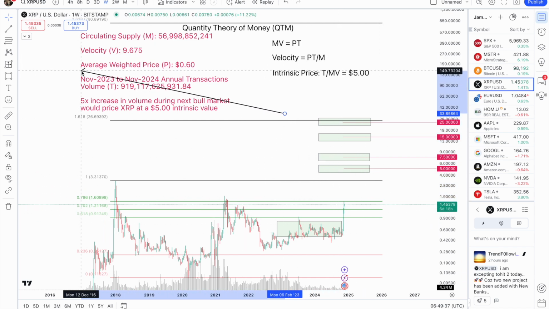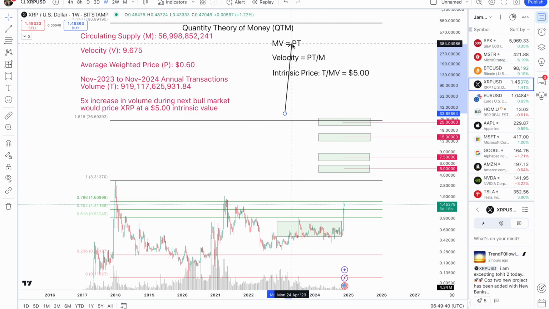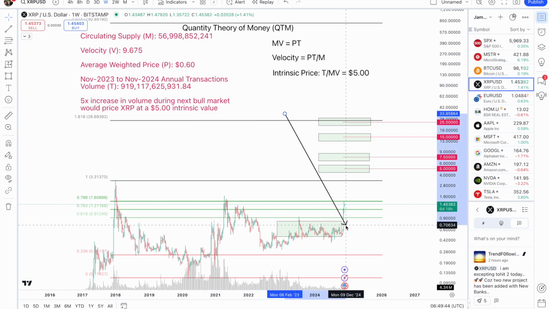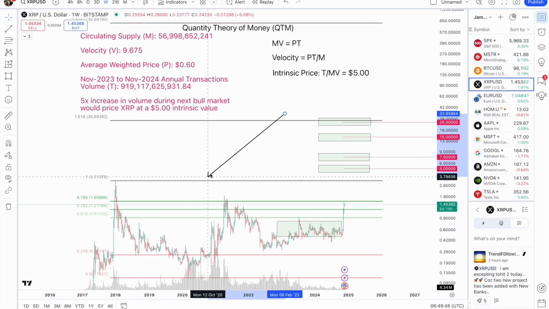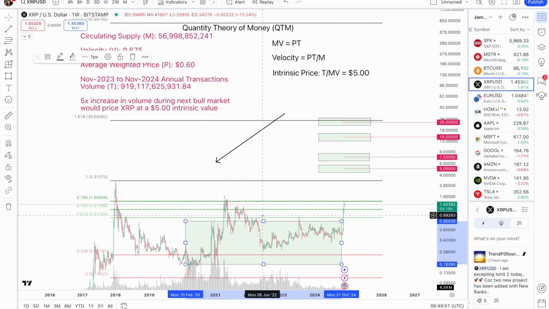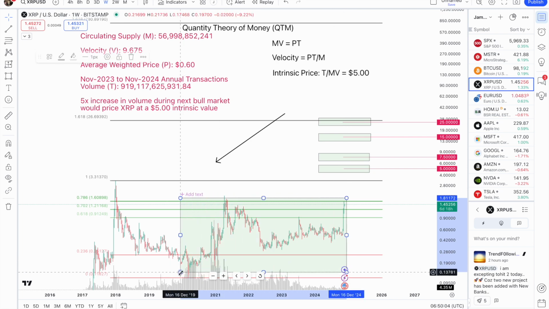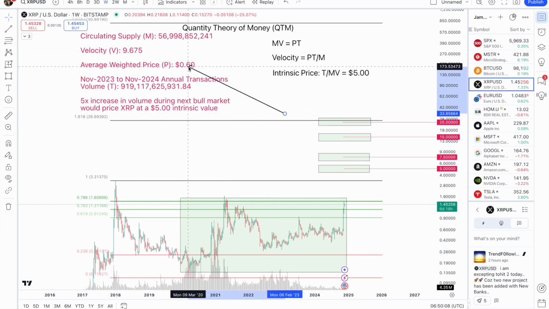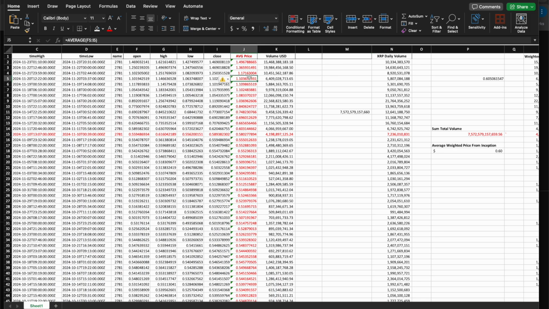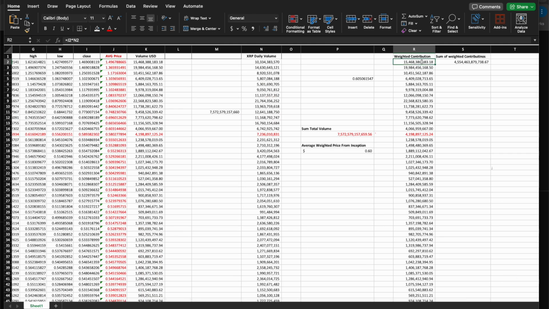Okay, so the average weighted price of XRP is what the P is in the equation. I used this going all the way back to 2020. I'm taking the last bull run, because I wanted more relevant data than just this sideways action right here. I wanted a whole bull run and a whole bear market in it as well. To get an average weighted price, we have open, high, low, close. We calculate the average of those for the average daily price, and then the weighted contribution for the day is the average price for the day times the XRP daily volume.